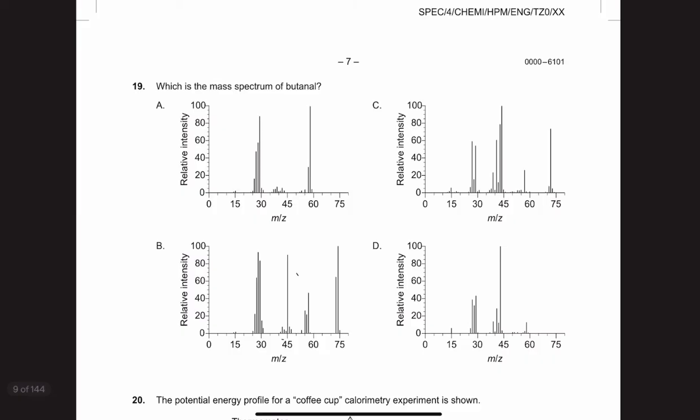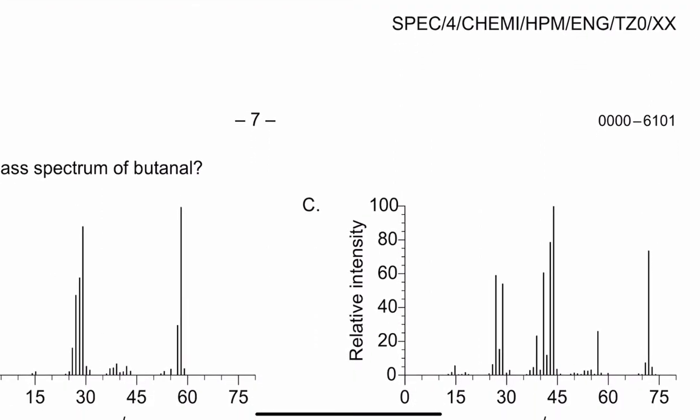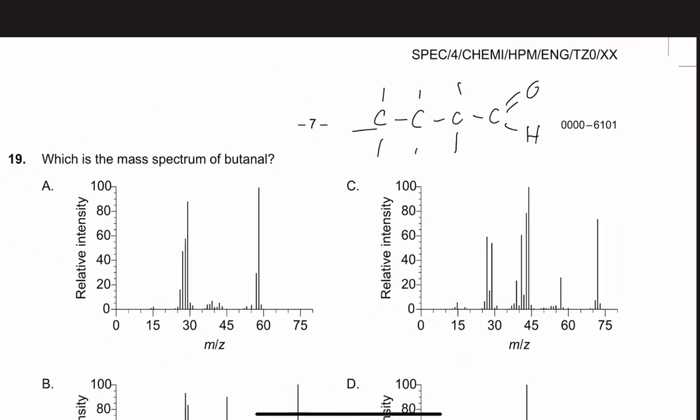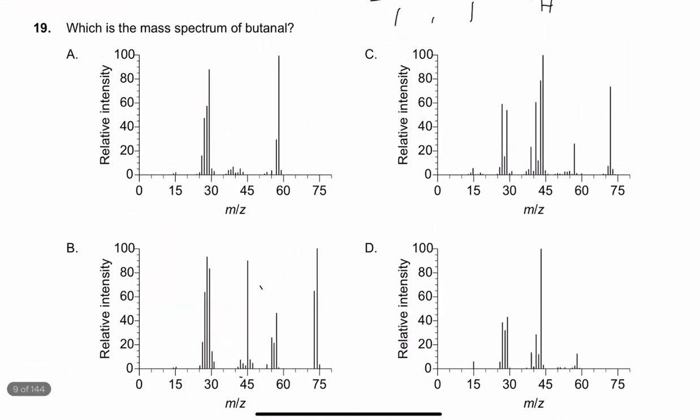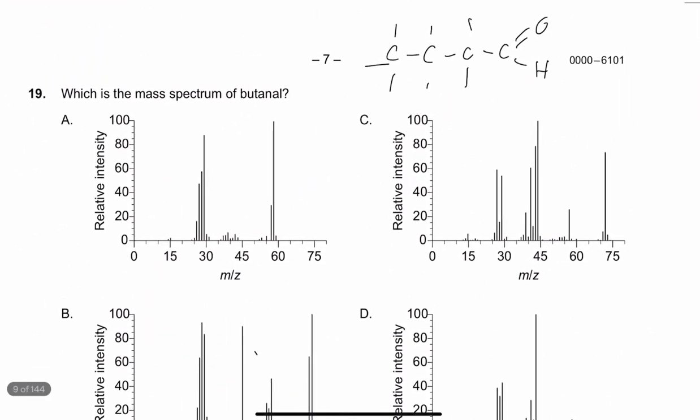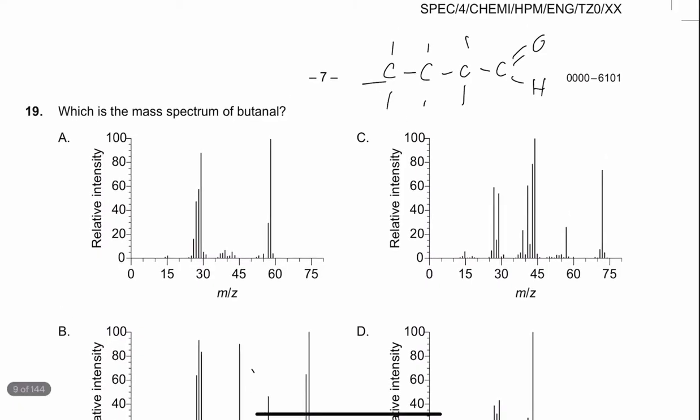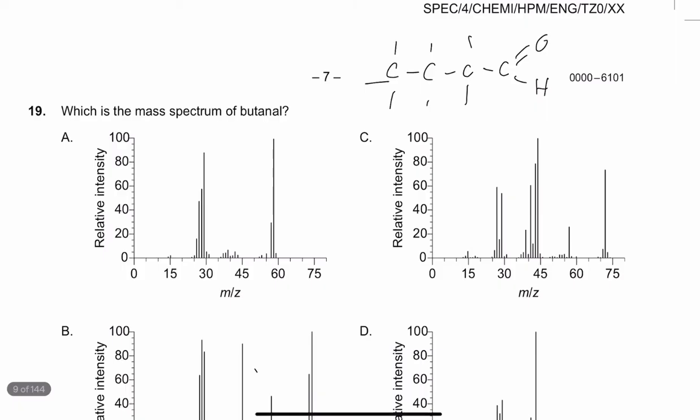Okay, 19. We have a mass spectrum question. Which is the mass spectrum of butanol? Now, before we even think about answering this, let's just draw butanol. A 4-carbon alcohol, it's going to look something like this. Okay, pretty simple structure. Now, we're going to have to find the mass spectrum. So how do we narrow it down? Well, the easiest way is by figuring out what the molar mass of butanol is, because then we can correspond it to the molecular ion.